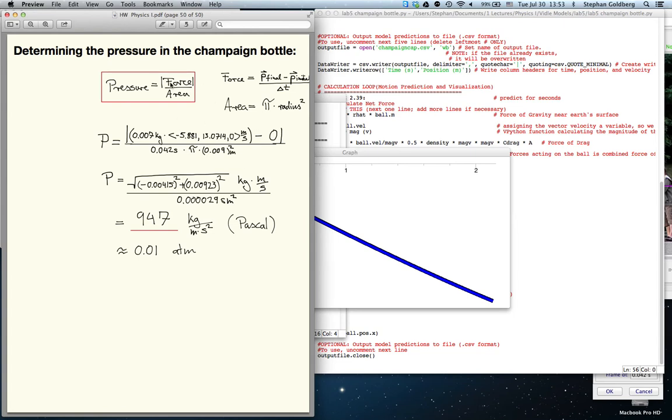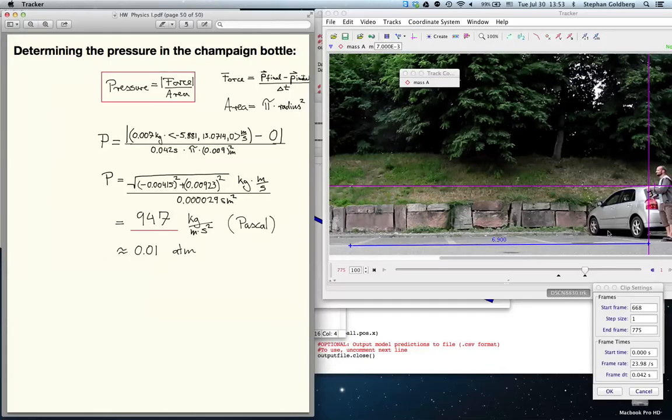So the magnitude of the force is the final momentum minus the initial momentum. The initial momentum is 0 because the bottle cap has no momentum, it is at rest. And then the area is calculated by using pi times the radius squared. So solving for the pressure, I get a value of 947 pascals.